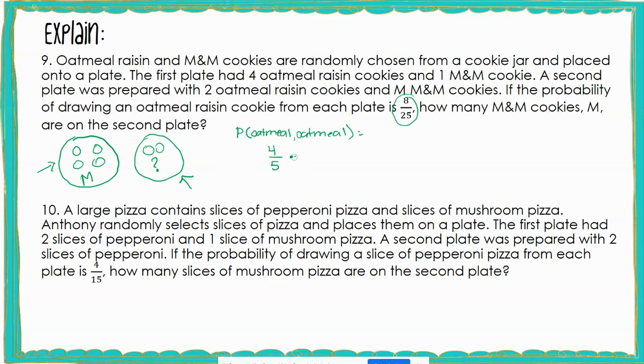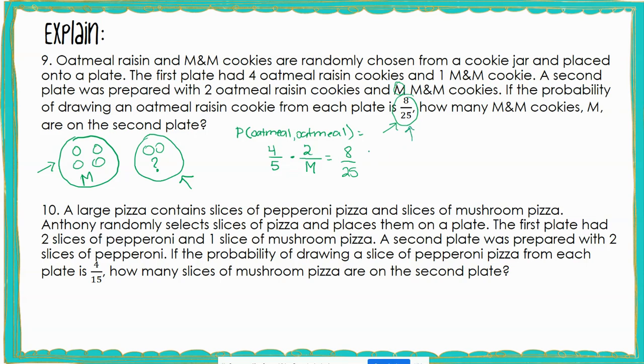Well, I know that I would then multiply this by the probability of getting oatmeal on the second plate. On the second plate, there are 2 oatmeal, but what I don't know is how many M&M cookies there are. I'm going to use the variable M, which was in my problem, to represent the number of M&M cookies, or my total number of cookies. I know that together I have a total probability of 8/25 because that is what my problem told me.